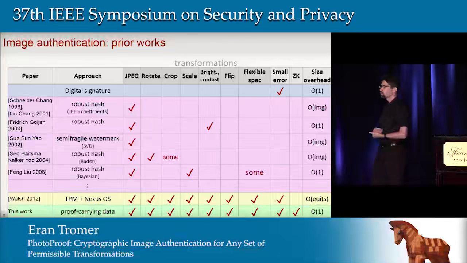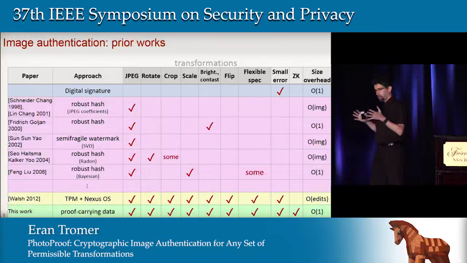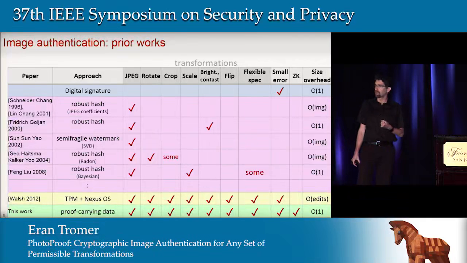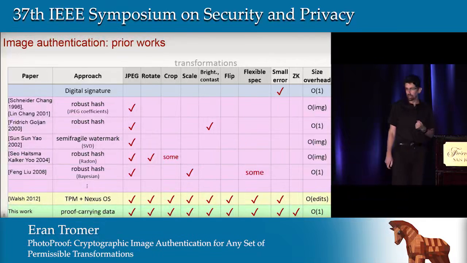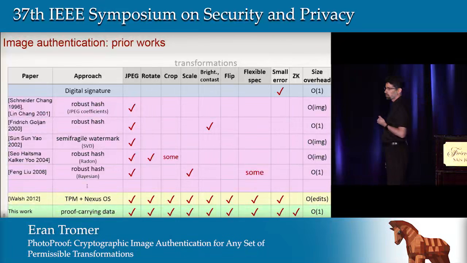A work that is closest to us in spirit is in the thesis of Walsh from a few years ago, and it uses trusted hardware, TPM, together with the Nexus OS built on top of that. And the approach there is to have secured platforms perform the transformations and then use TPM attestation to convince us that they did it correctly. The wonderful thing about it is that these platforms can run any computation, and therefore this really supports any class of permissible transformations. But it does rely on trusted hardware. It does have proofs whose size grows in the number of edits, and it does not provide zero knowledge.